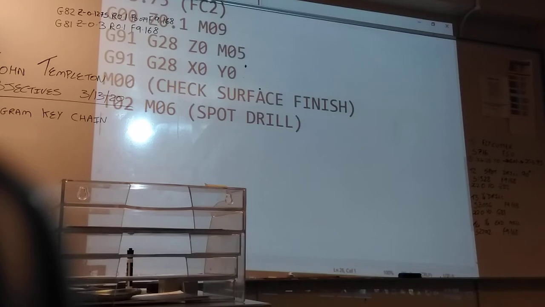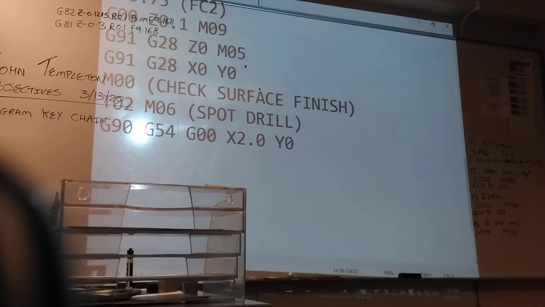What are we going to do with tool two? Spot drill a hole where? What did we write down earlier? X2, Y0. So we're going to put G90, G54, G00, X2, Y0. Spindle speed 1528, M3.